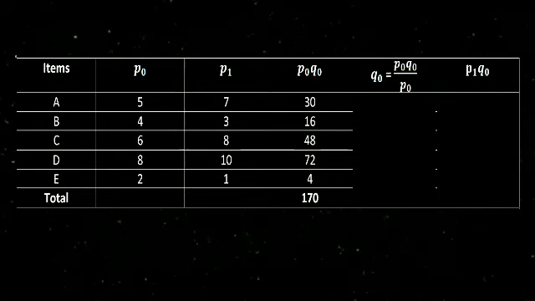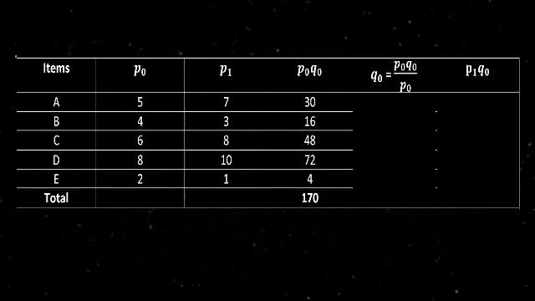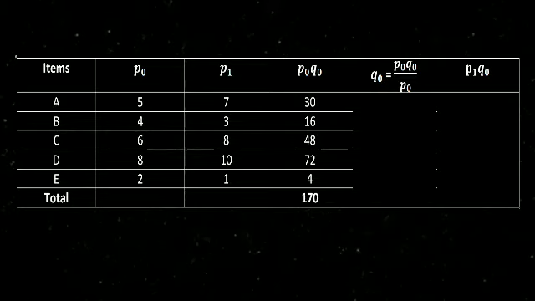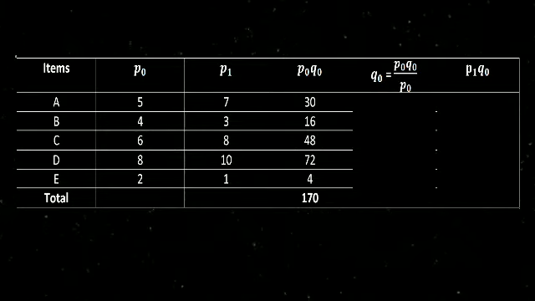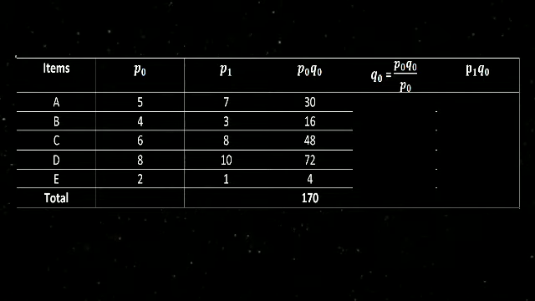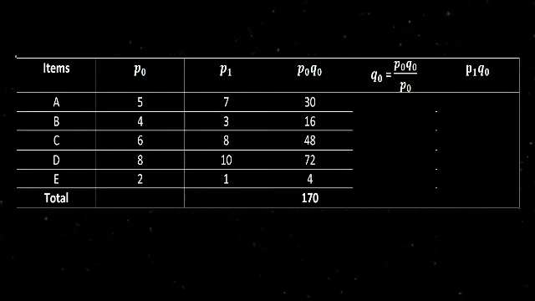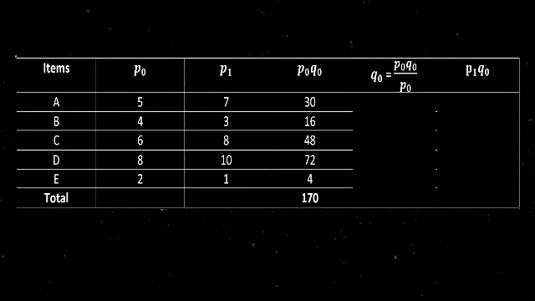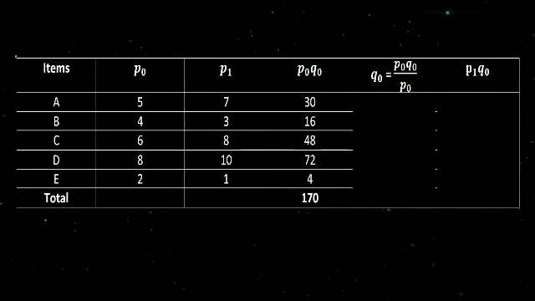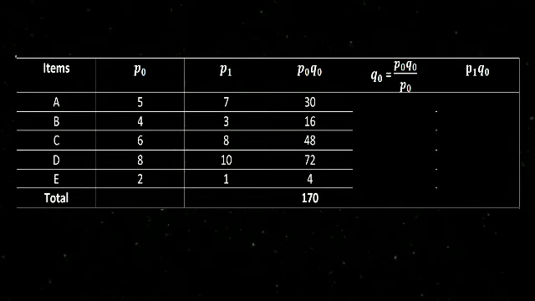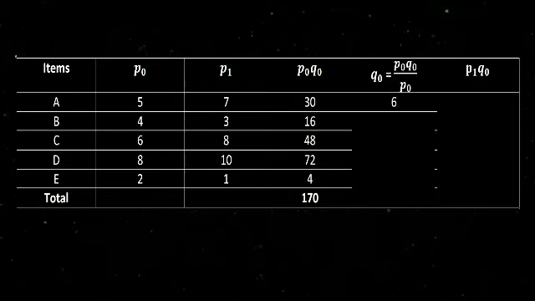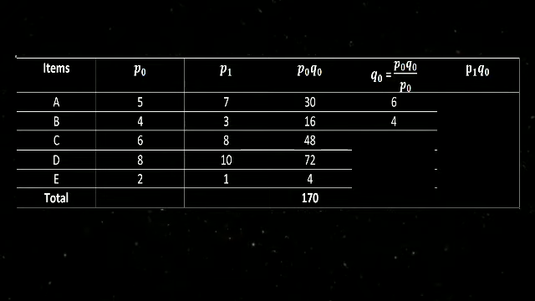In order to find the Laspeyres price index, you should find the sum total of P naught Q naught. Therefore find the total of this column, which will be 170. Next column, in order to find the product P1 Q naught, quantities are not given in the question. So find quantity values based on the formula Q naught equals P naught Q naught divided by P naught. Compute the values. First value 30 divided by 5, which is equal to 6. Next value 16 divided by 4, that is equal to 4. Similarly compute the rest of the values.